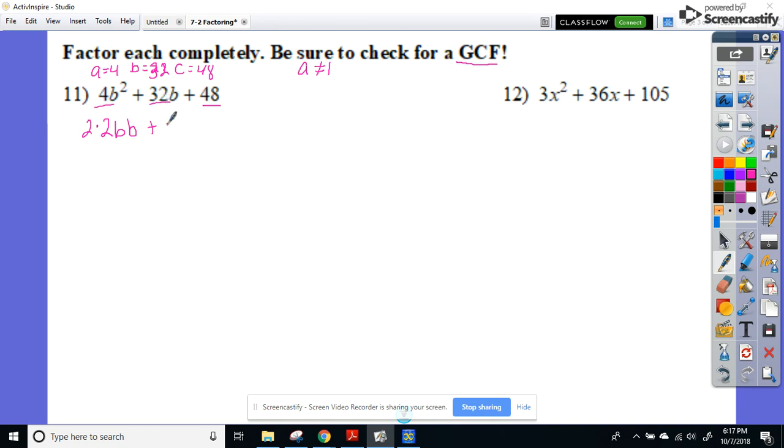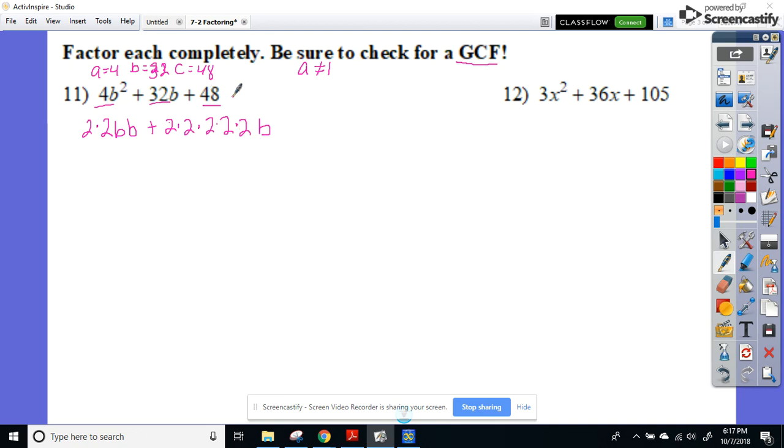32 is 2 times, oh my goodness, 16. So 2 times 2 is 4. I think 2 times 2 is 4. 4 times 2 is 8. 8 times 2 is 16. So I need one more 2. Okay, I'm factoring it out completely.